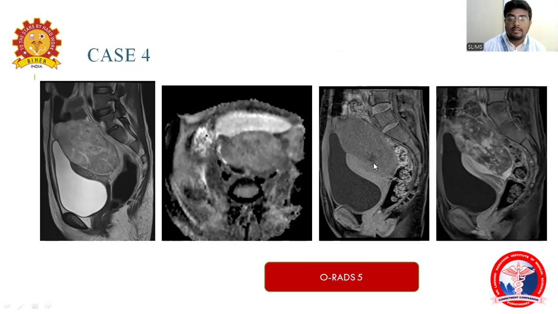And in the pre-contrast image, the lesion appears intermediate signal intensity. And in the post-contrast T1 weighted image, you can see the areas of enhancement within the lesion, and the enhancing areas show enhancement more than that of the outer myometrium. So a score of O-RADS 5 is given.